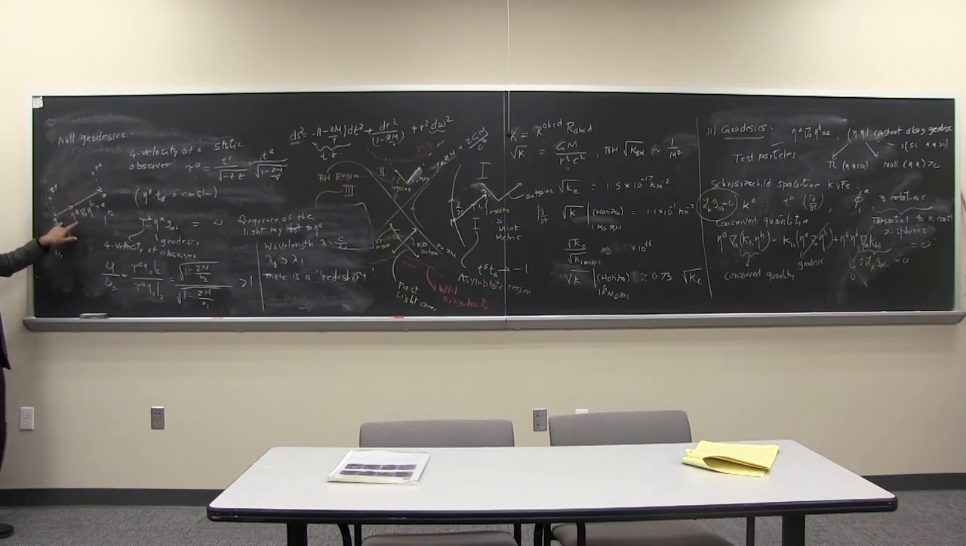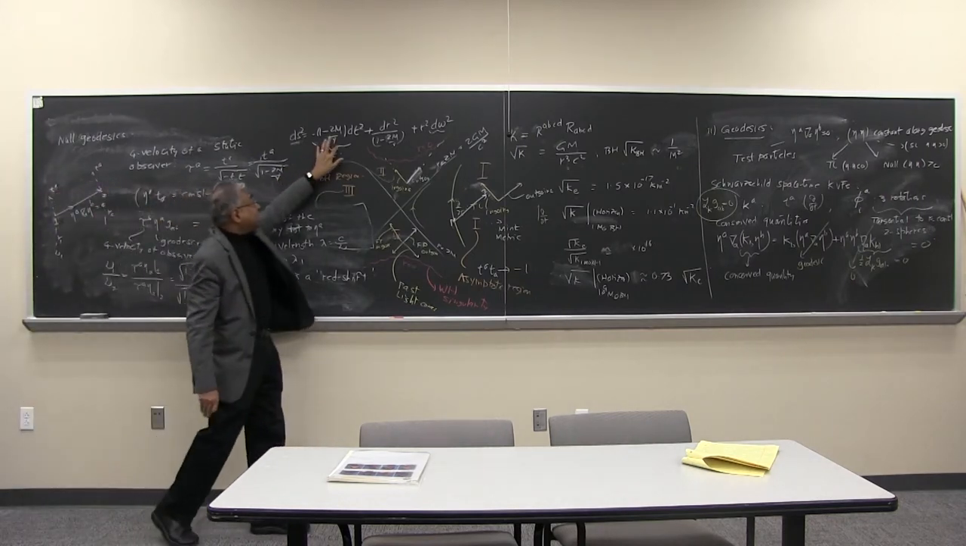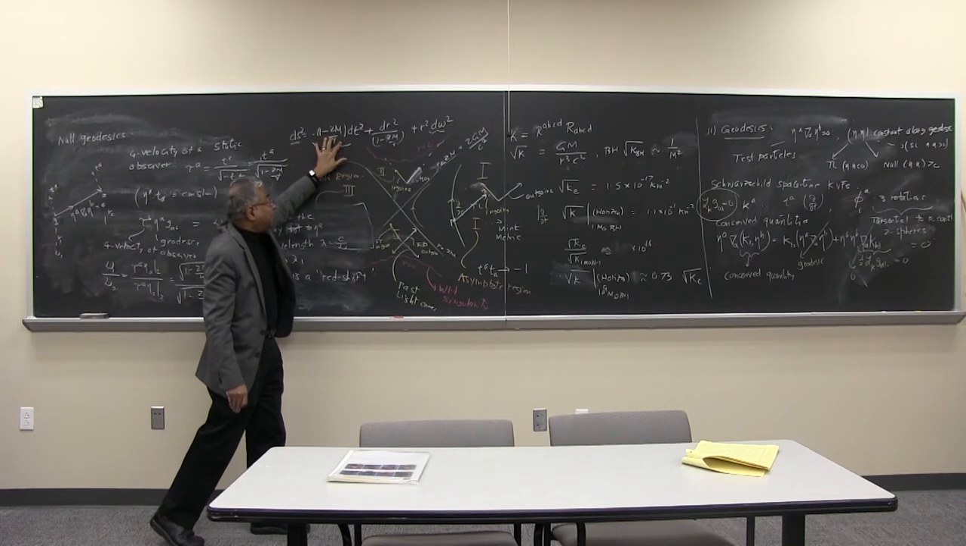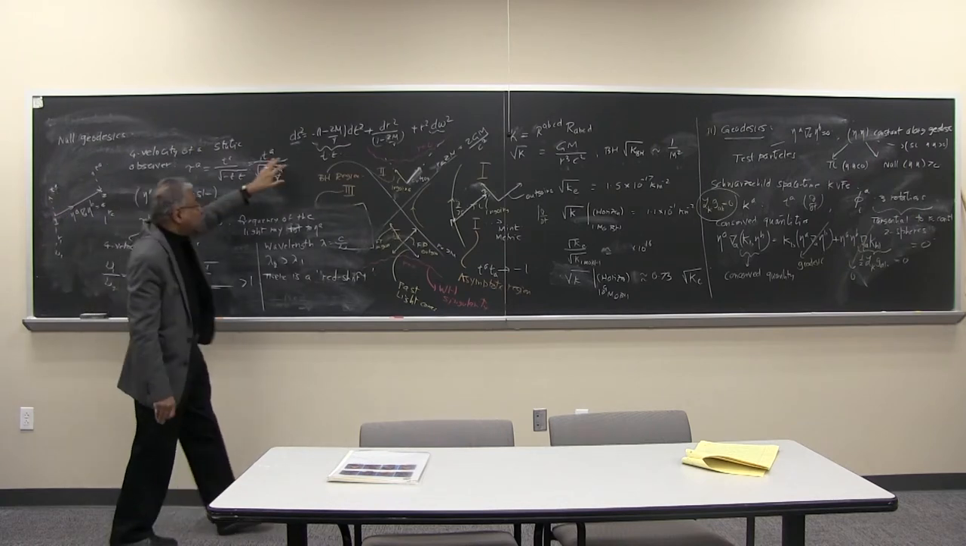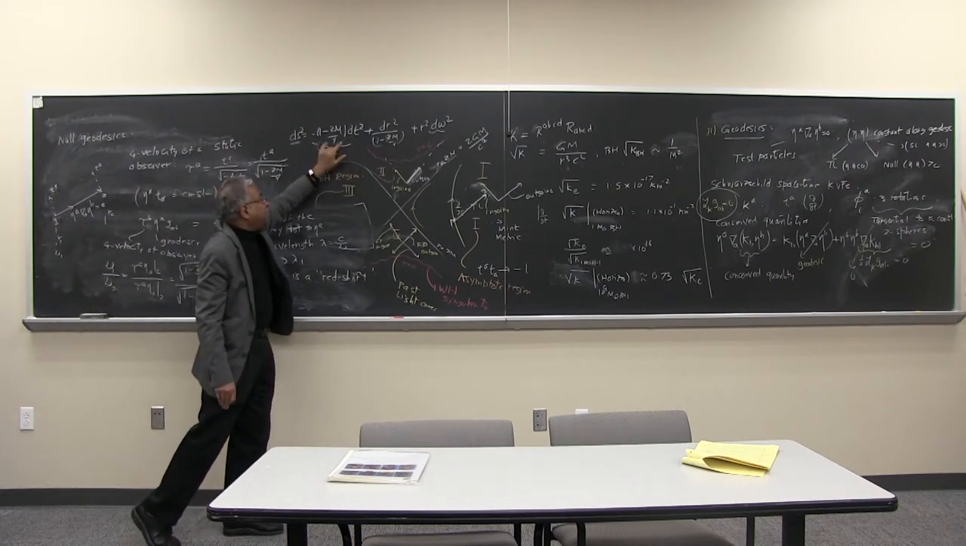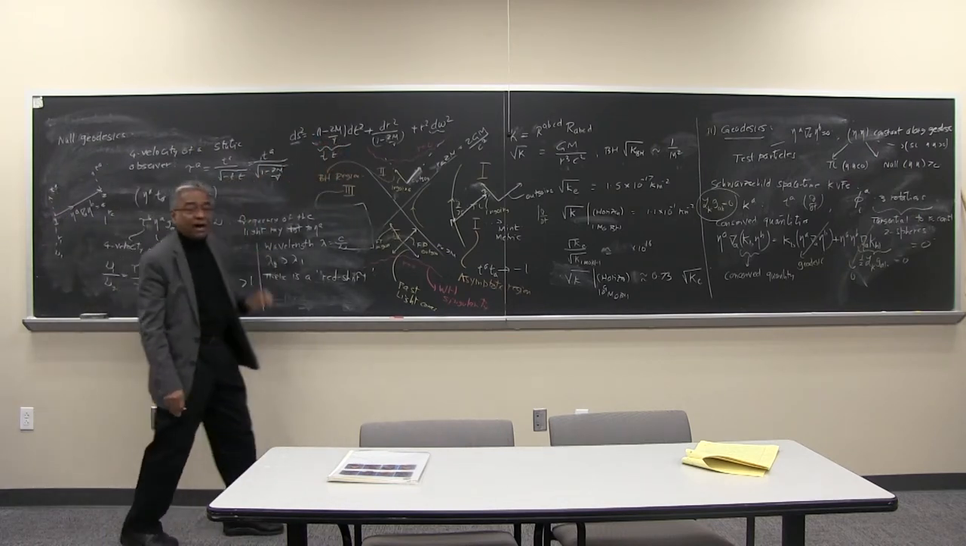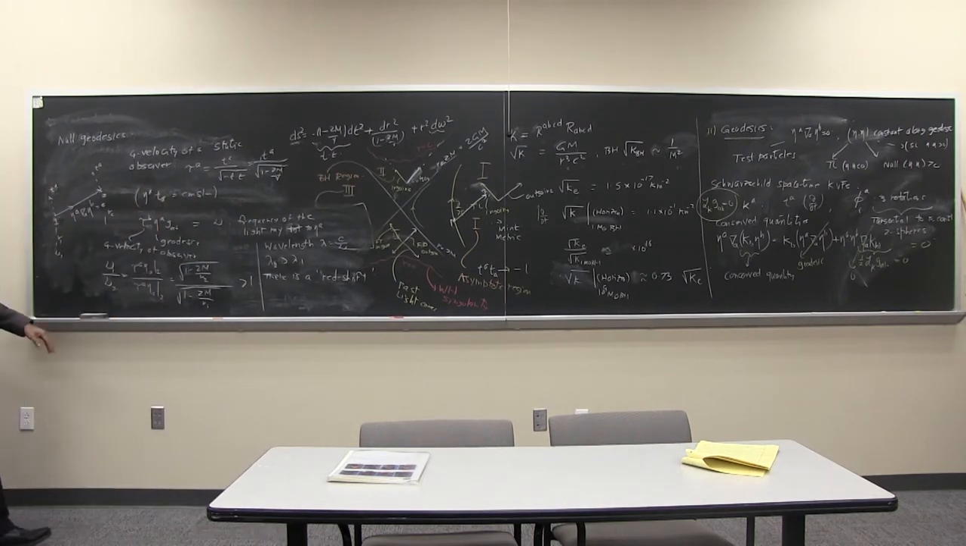And that is just because space-time is not time-dependent, but space-time is curved, and the norm of the Killing vector field actually depends on the value of r. So this is the important thing.